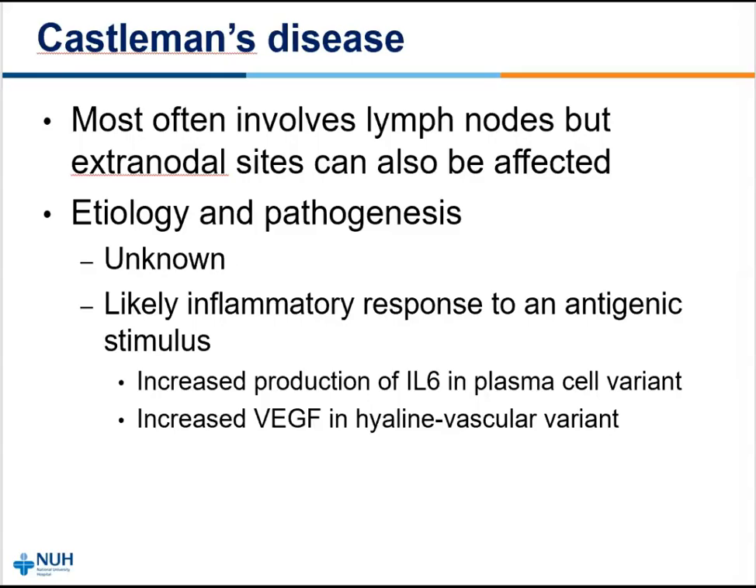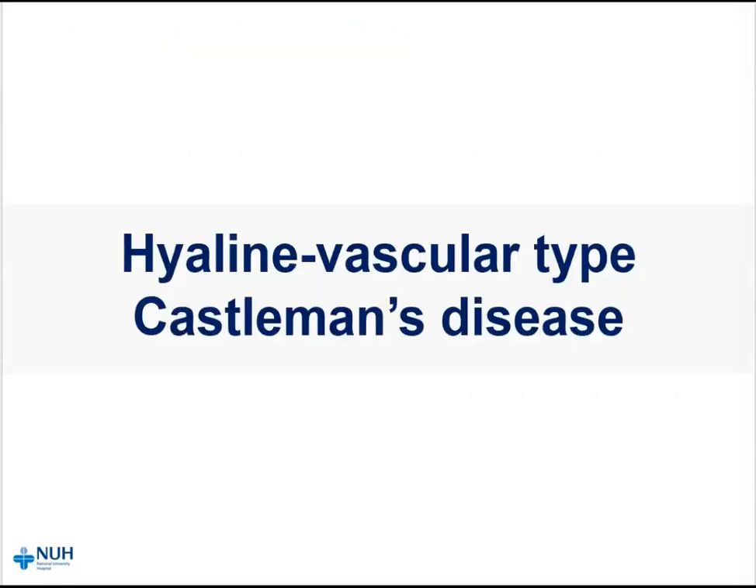In the case of the hyaline vascular type of Castleman's disease, elevated VEGF has been linked to the proliferation of blood vessels, whereas IL-6 production is associated with the plasma cell variants of the disease. IL-6 production could be the result of viral infections such as HHV-8. On the other hand, it could be idiopathic. Let us now examine the hyaline vascular type of Castleman's disease.